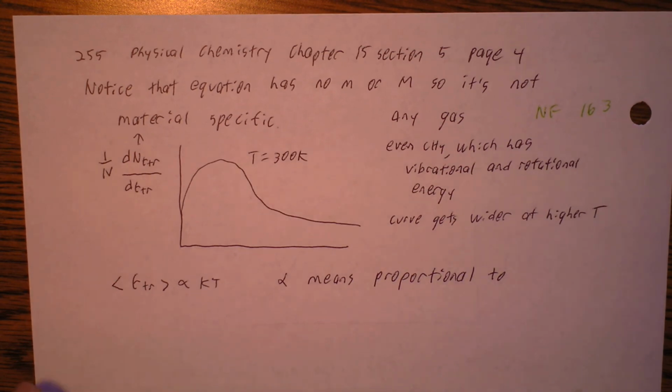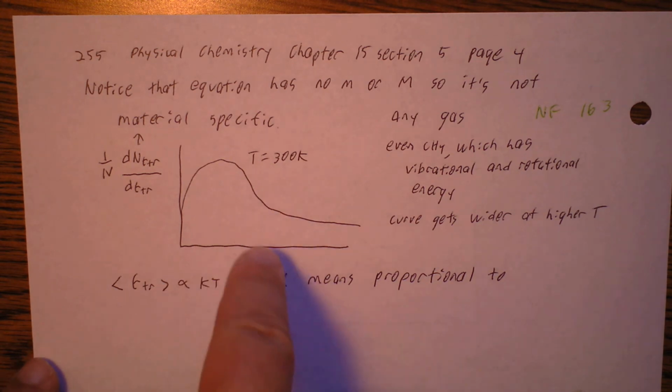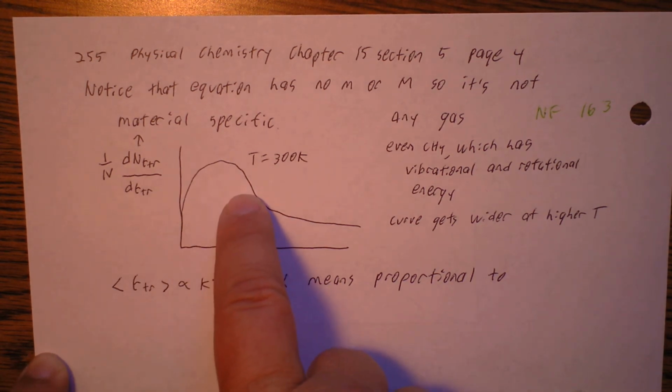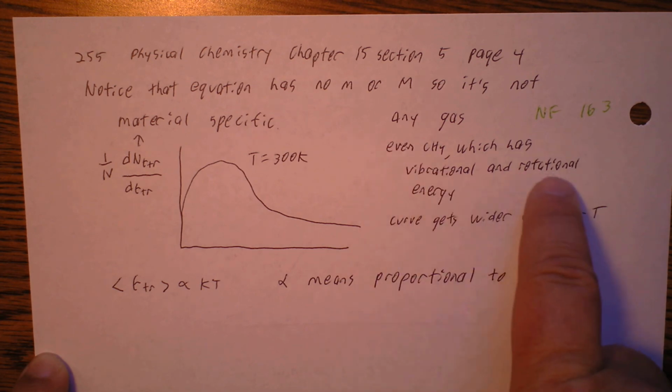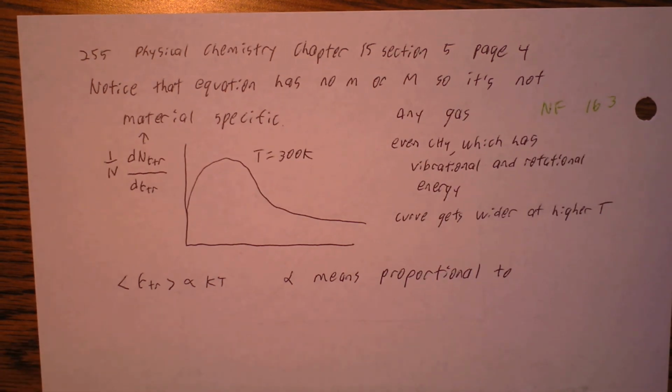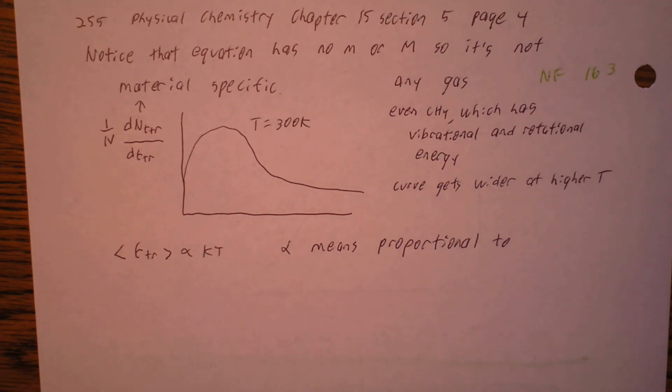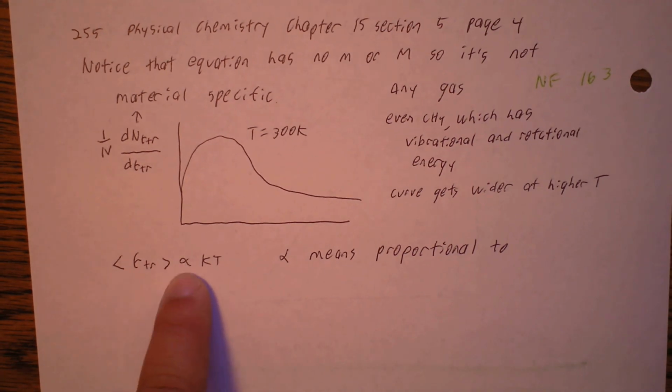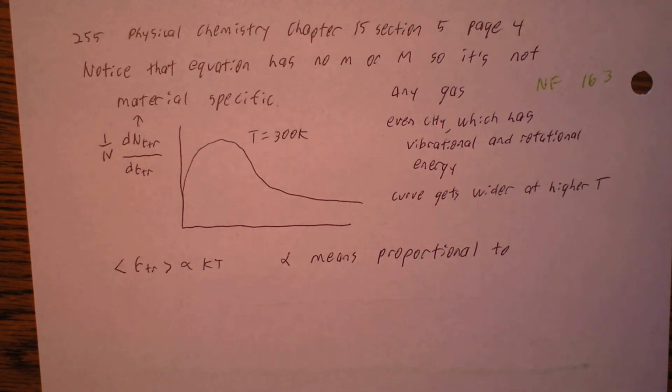So here's a graph of that function. We have 1 over n times the differential of the number of molecules at whatever energy of translation divided by the differential of the energy of translation. So here we are at temperature 300 Kelvin, and we'll have the exact same shape for any gas. Could be methane, which has other forms of energy, such as vibrational and rotational energy. With a higher temperature, though, the curve will get taller and wider. Now remember, energy of translation is proportional to kT. This symbol here, that means proportional to. And that is the end of section 5.